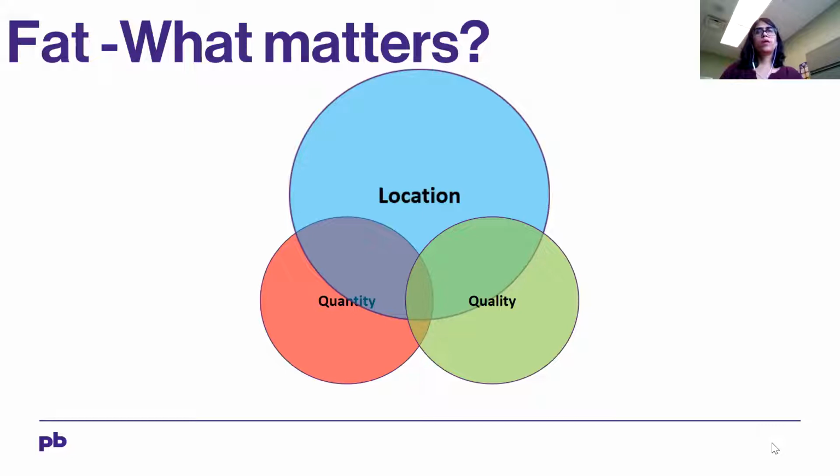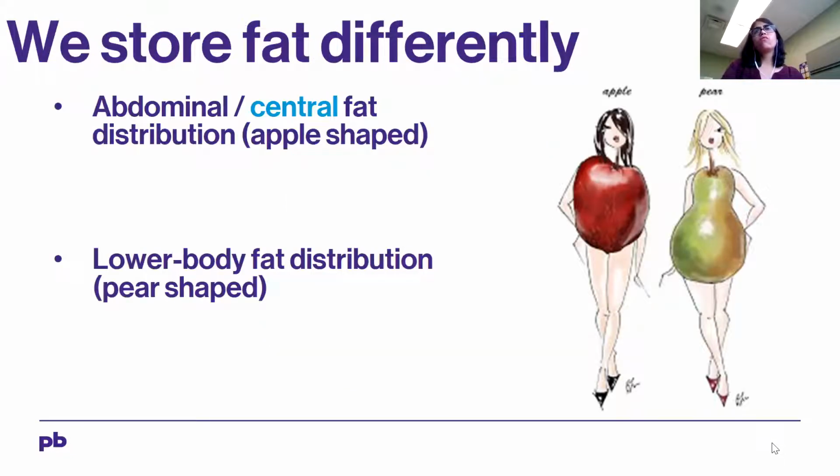So we all store fat differently. Some of us store fat in the abdominal region, commonly referred to as the apple shape. And some of us store fat in the lower body, on your hips and thighs.